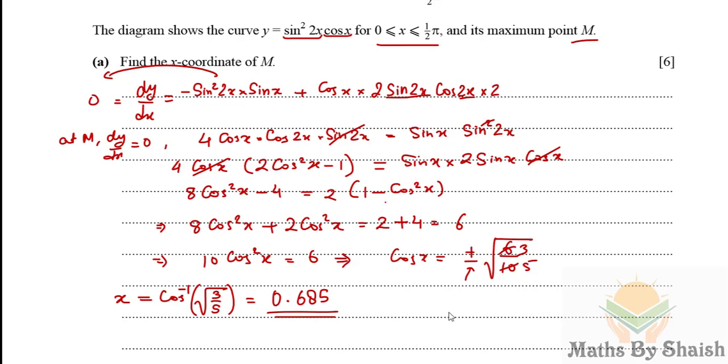Otherwise also we could have calculated this, and in that case you will get cos inverse of minus root 3 by 2, and that is going to be 2.456, and that would be more than pi by 2. That's why we have excluded this. So for that, the x coordinate of M is 0.685.